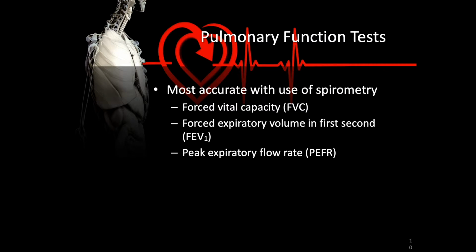We also look at the very first second of that forced exhaled volume. If that is reduced, that will indicate a reduced airway size or bronchoconstriction. And we're also going to look at the peak expiratory flow rate. Again, that is affected by the size of the airway. If the airway is constricted, the PEFR will be decreased.